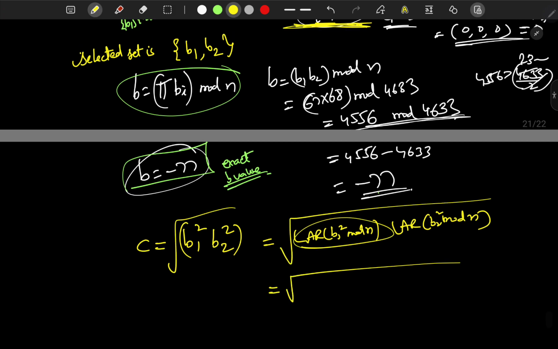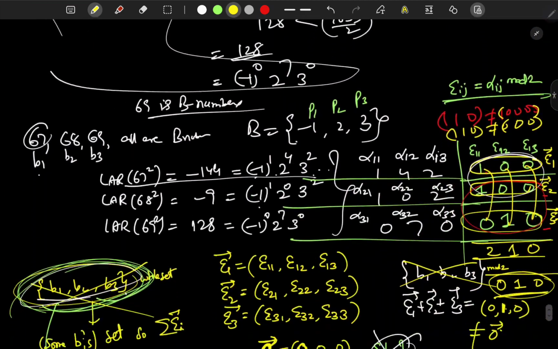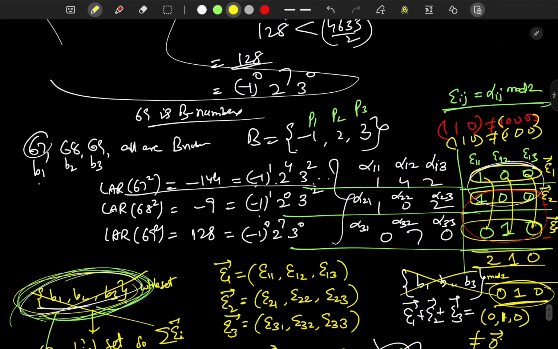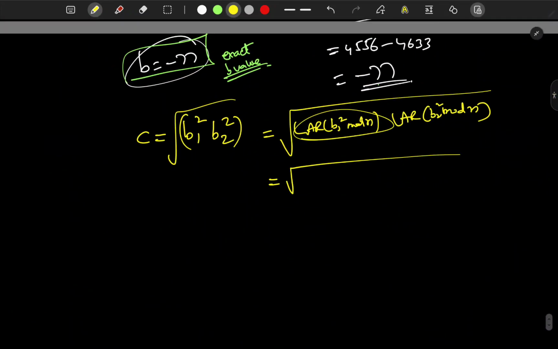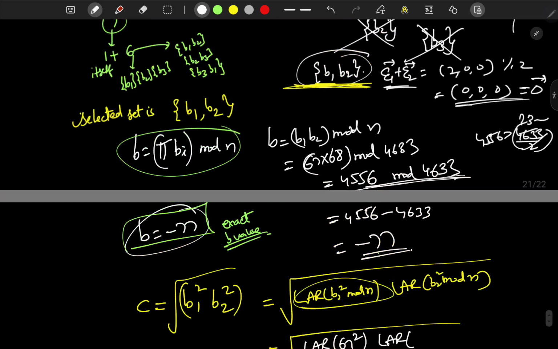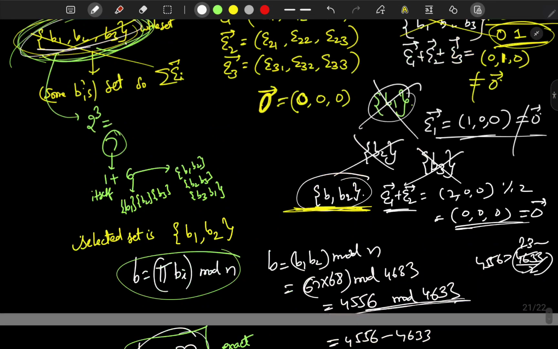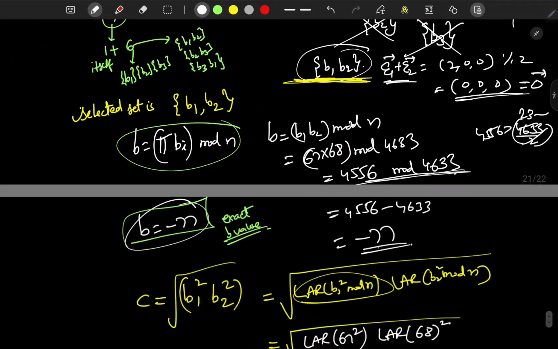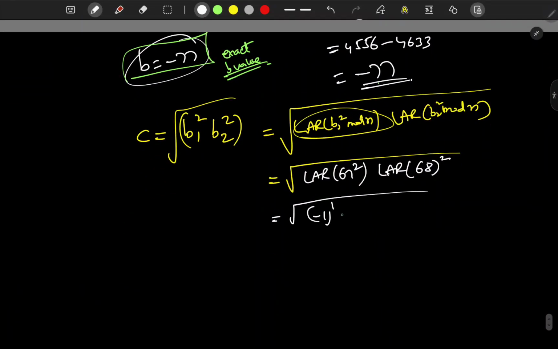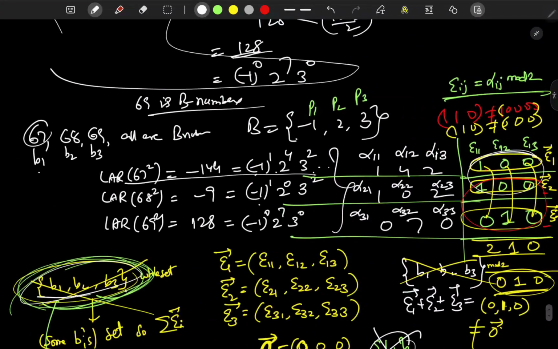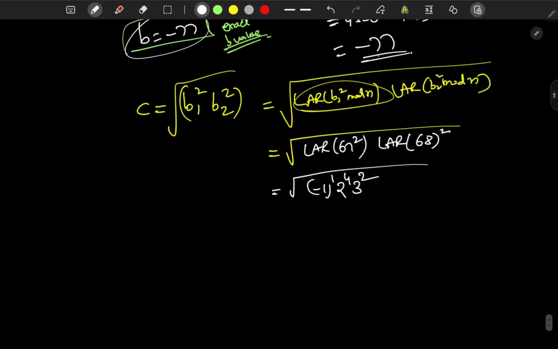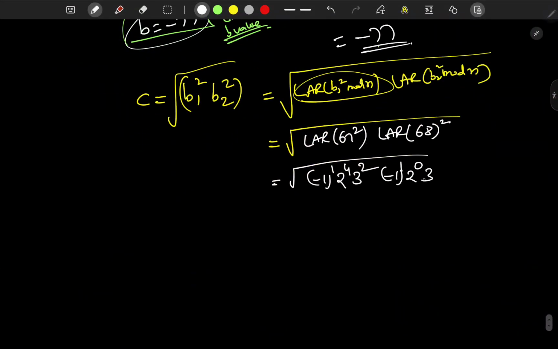So this can be thought of like this: how much is the value of a layer of 67 square, and a layer of 68 square? So that is root over 67 square, minus 1 whole power 1, 2 power 4, 3 square. And 68 square, minus 1 whole power 1, 2 power 0, 3 square.